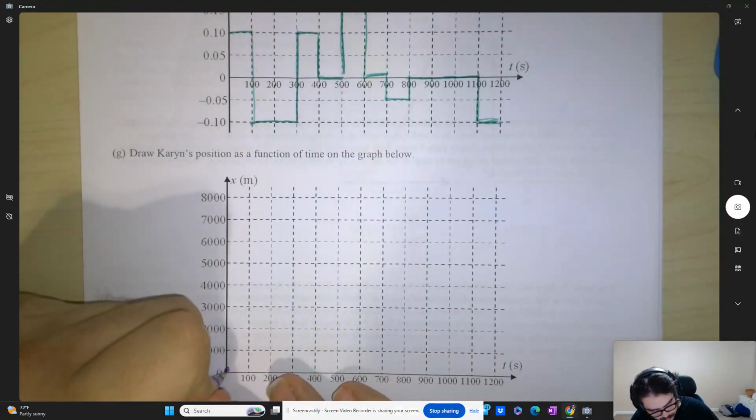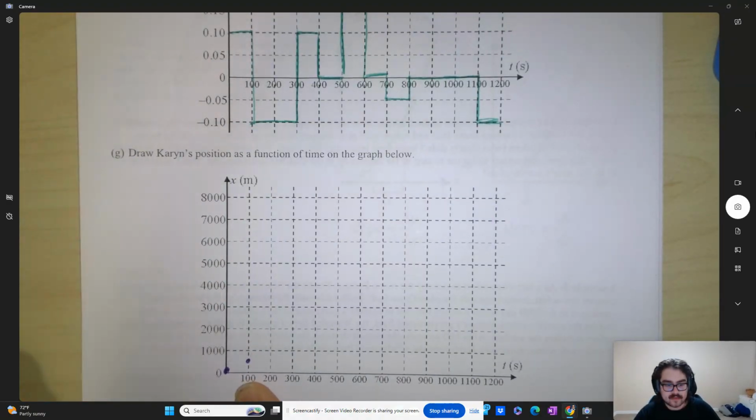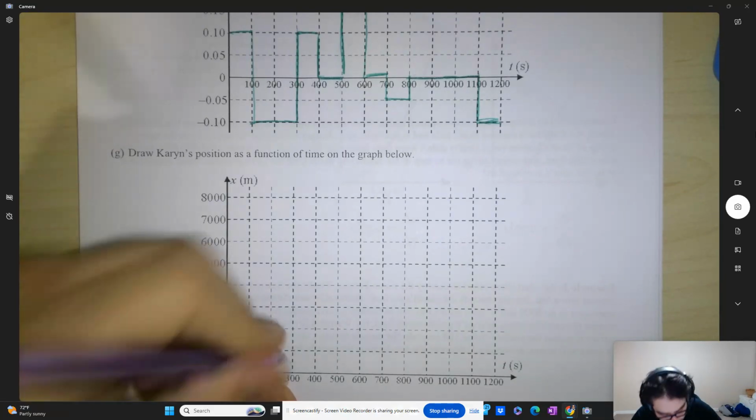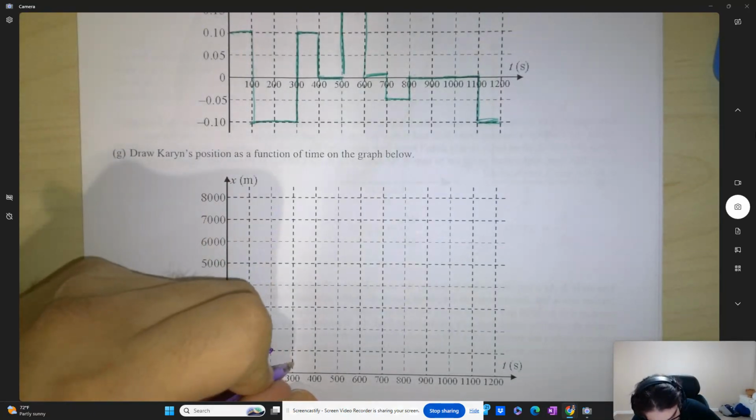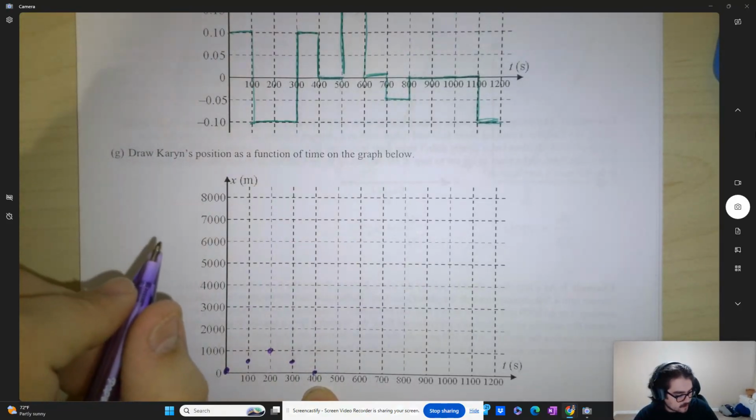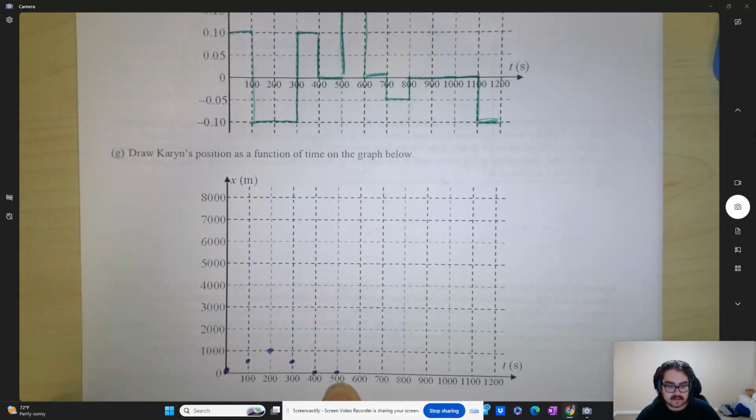at 0, obviously we're at 0. At 100, we're at 500, so it's going to be right about halfway there. I'm just going to plot the points and then figure out how they should look in a second, okay? At 200, we've gone another 500, so we should be at 1,000, okay? At 300, we moved backwards 500. At 400, we've moved backwards another 500, okay? At 500, we haven't moved any, so it's going to be flat, okay? It's going to be the same elevation.